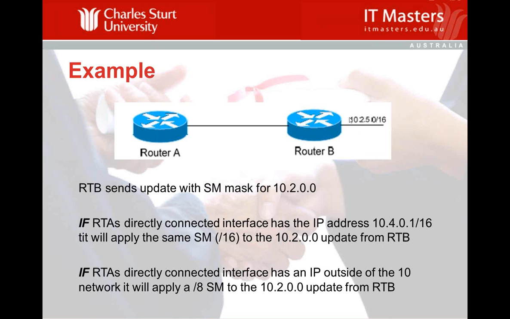Okay, so router B sends an update for this network across to here. He says, all right, my IP address is 10.4.0.1/16. I will apply that same subnet mask to that update. If, however, router A's directly connected interface has an IP address that's outside of the 10 network, so it could be a 12, 11, 127, 192, 203, whatever it is, it will simply apply a /8 subnet mask to the 10.2.0.0 update from router B. Okay, so that's all it is.